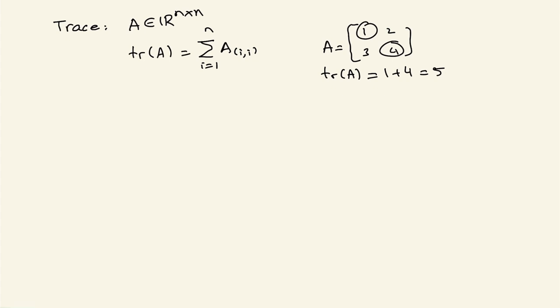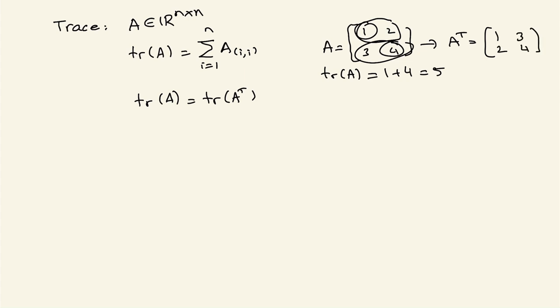Now, some properties about trace. Trace of A equals trace of A transpose. Take its transpose. A transpose is what? You take these, write it like this. Trace of A transpose, 1 plus 4, again 5. So trace of A equals trace of A transpose. You can also verify this within the context of an example.